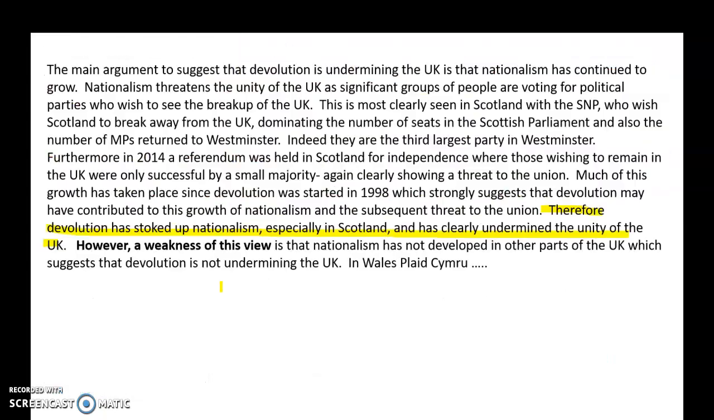So if we go to the paragraph I wrote before, if there was no source, we're just going to adapt it for this purpose. So I wrote here, the main argument to suggest that devolution is undermining the UK is that nationalism has continued to grow. Now, for this source question, I would have a little quote from the source. I would say the main argument. Oh, let me get rid of the pen thing.